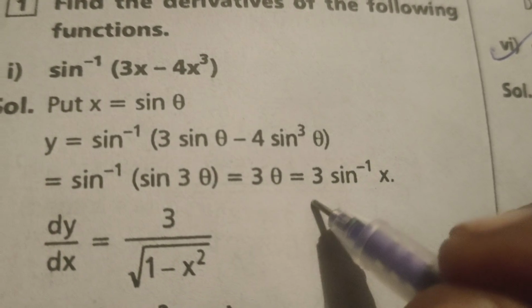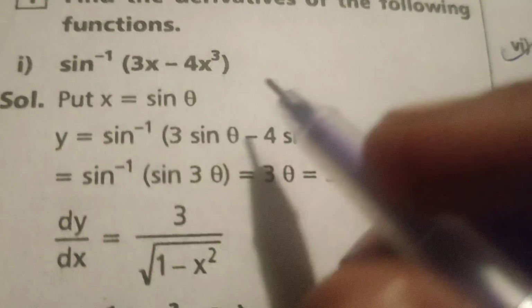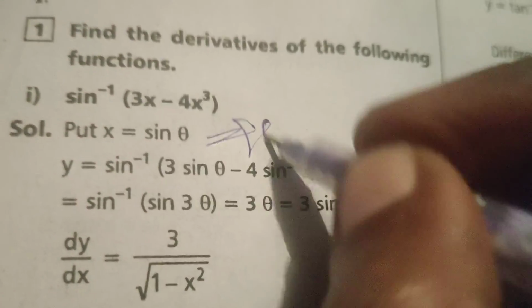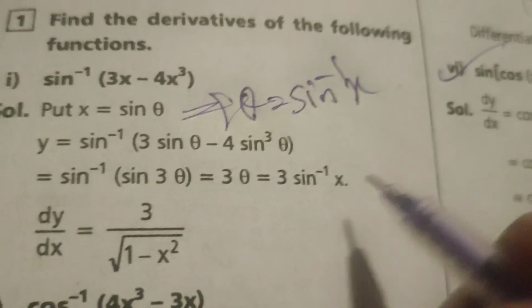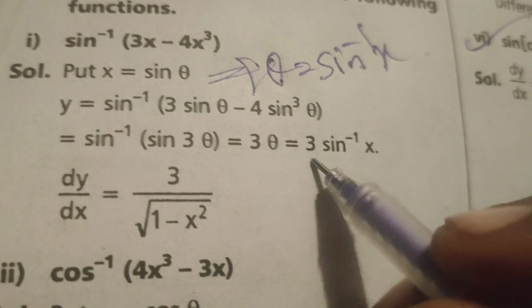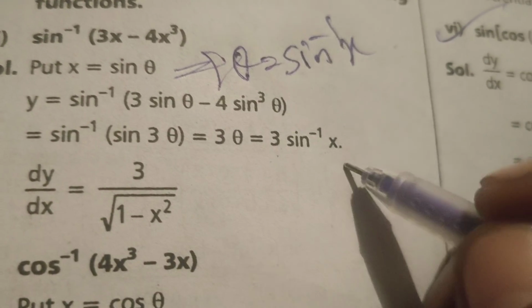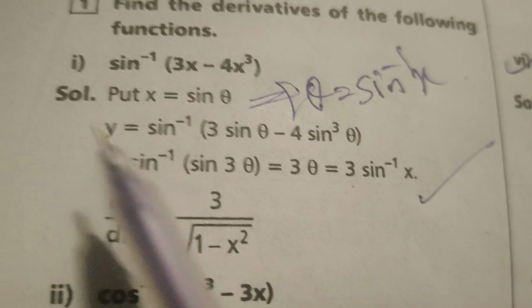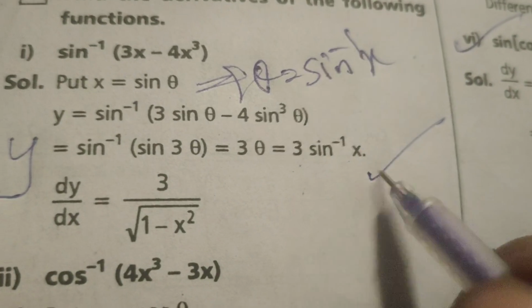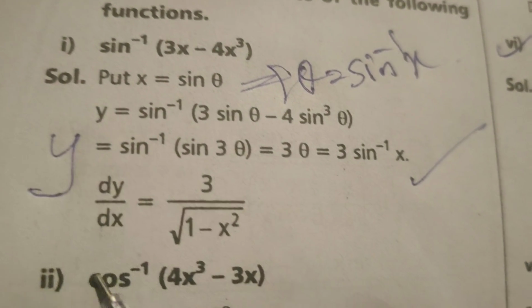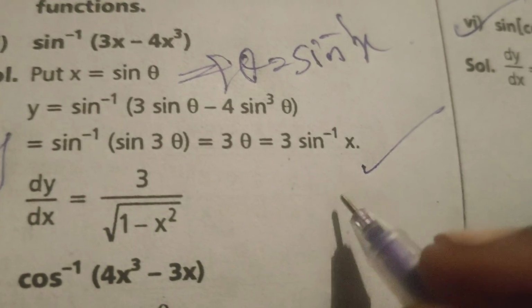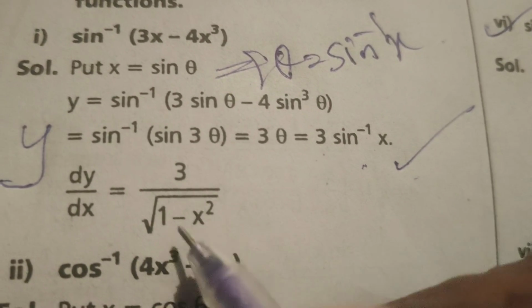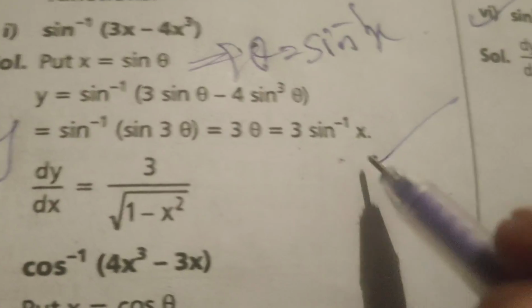Since x equals sine theta, then theta equals sine inverse x. Therefore, 3 into, in place of theta, sine inverse x. Now y equals 3 sine inverse x. Now dy by dx, differentiate this: 3 into 1 by root of 1 minus x square.